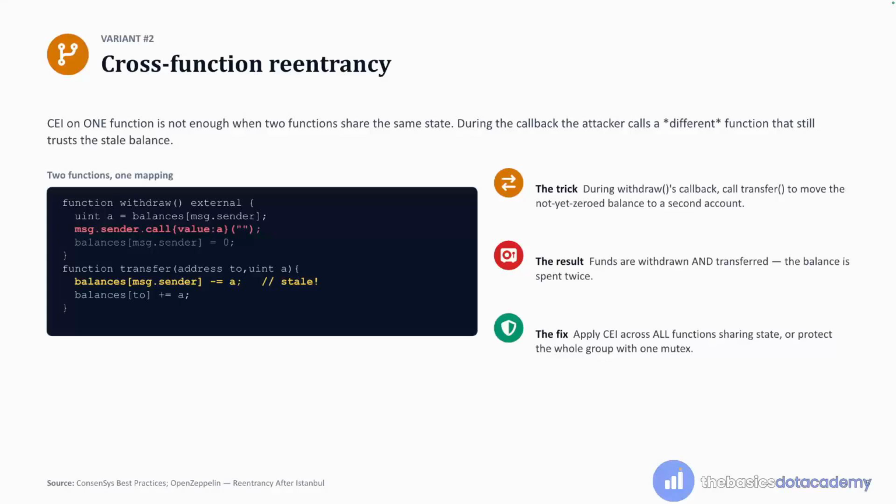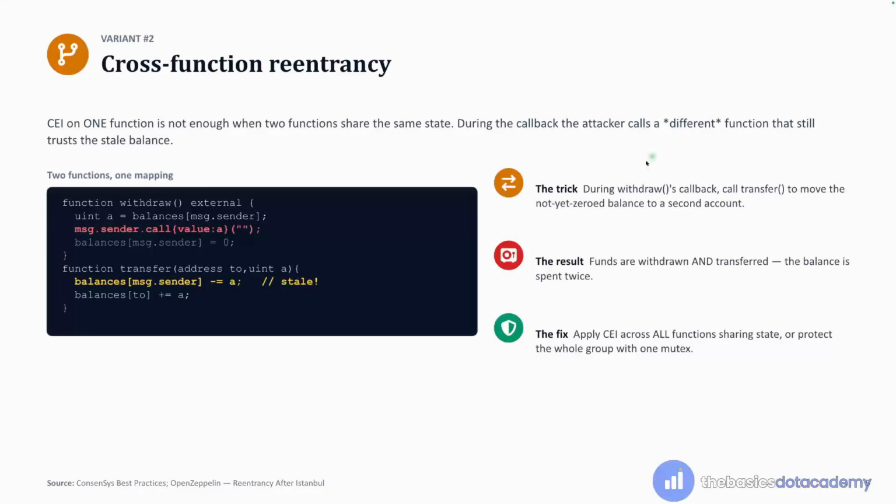Let's get into it. Cross-function reentrancy. When it comes to checks-effects-interactions, applying it in one function is not enough when two functions share the same state. During the callback, the attacker calls a different function that still trusts the stale balance.